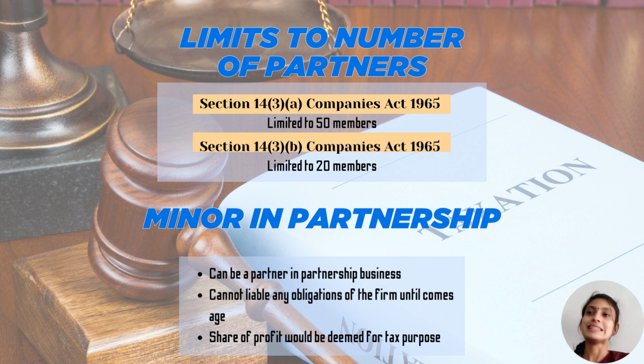This is also easy, just like everything we already know. Under the limits to number of partners, there are two different sections. The first one is section 14 subsection 3 subsection A of the Companies Act 1965, which limits the number of partners to 50 members only. But according to section 14 subsection 3 subsection B of the Companies Act 1965, they limit the number of partners to 20 members. Those who have taken company law, I think they mentioned this also.